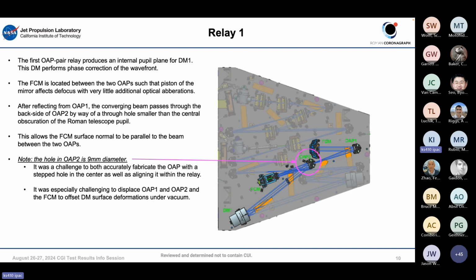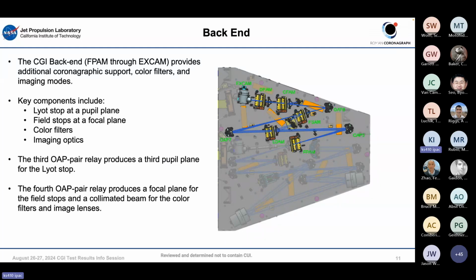But Brian and Shelley will discuss this in the next presentation on the optical alignment of the optical subsystem. The back end produces another pupil plane from the third relay at the LEO stop. After that, it demagnifies the beam to produce a collimated beam going into the imaging optics. Also at the focus of the fourth relay is the field stop precision alignment mechanisms.